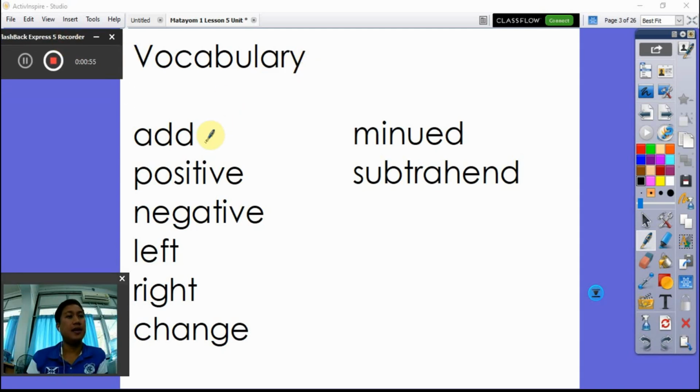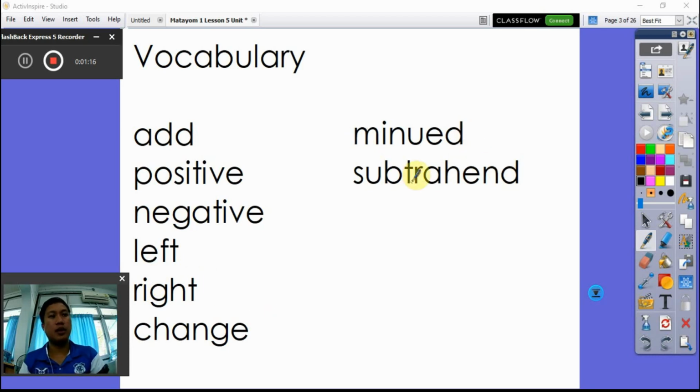We have add, positive, negative, left, right, change, minuend, subtrahend.